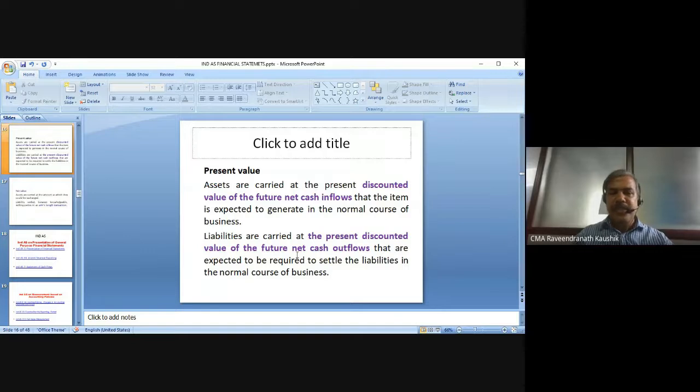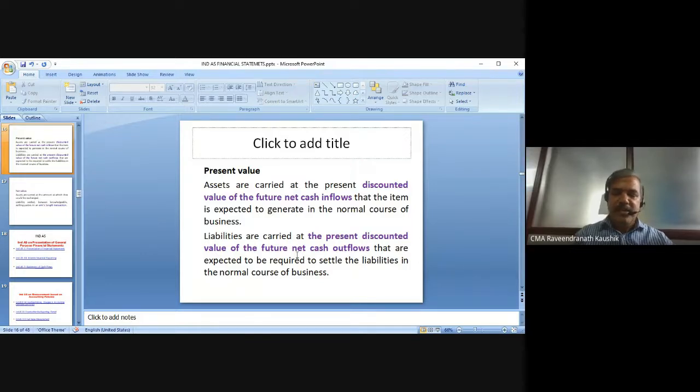So the present value is the discounting factor which you apply, normally the inflation index factor which is considered here, and then the item is expected to generate in the normal course of business. Liabilities are carried at the present discounted value of the future net cash flows. Net means your inflow minus outflow. That's the net cash flows they are talking about that are expected to be required to settle the liabilities in the normal course of business.